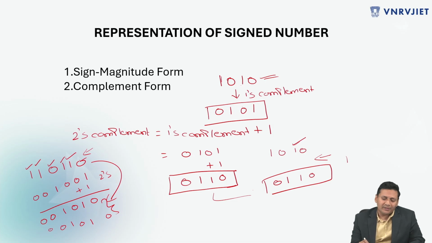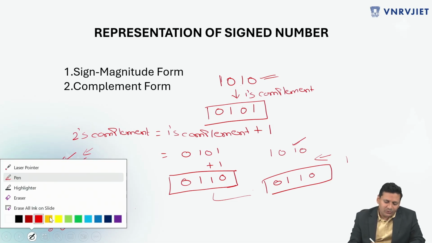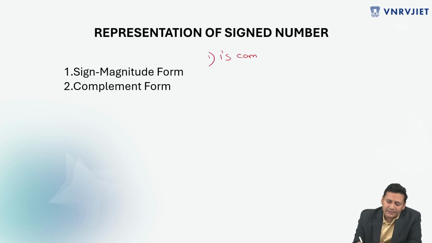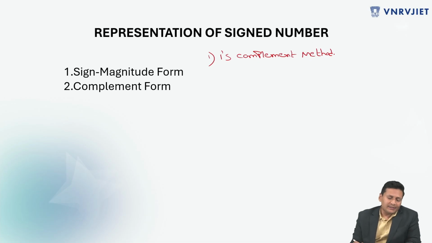The second method in which we can represent a signed number is the complement method. As you know, there are two types of complements, right? One's complement and two's complement. So the method for representing a signed number is also of two types. The first one is the one's complement method for representation of signed numbers.